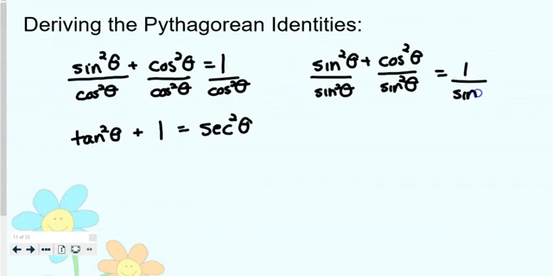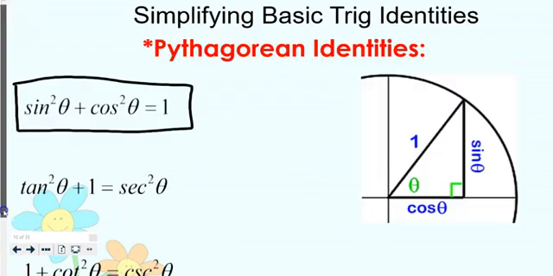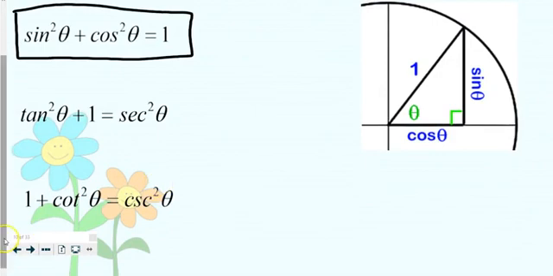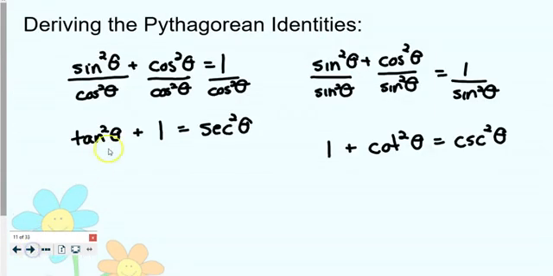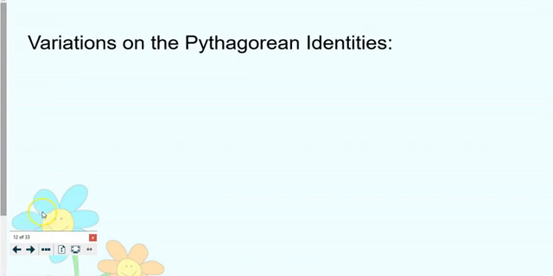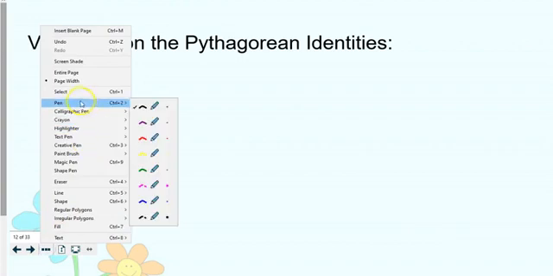So if we divide by sine squared theta, then sine squared divided by sine squared is 1. Cosine squared divided by sine squared is cotangent squared theta. And 1 over sine squared is cosecant squared theta, which, going back, is just that 1 plus cotangent squared equals cosecant squared. So if you can remember sine squared plus cosine squared equals 1, then you can derive these others anytime you need to. Now from there, of course, there's a couple of variations I just want to talk about really quickly that we will be using also.